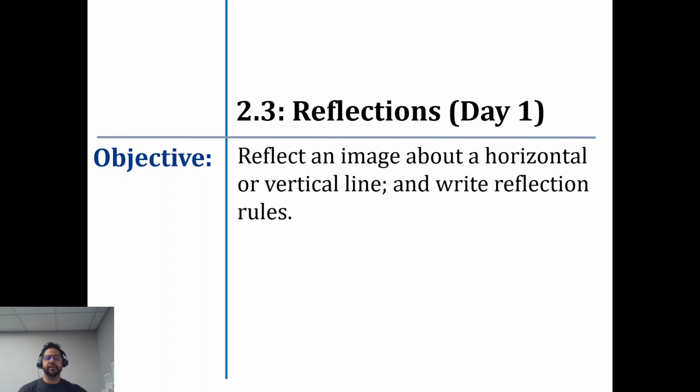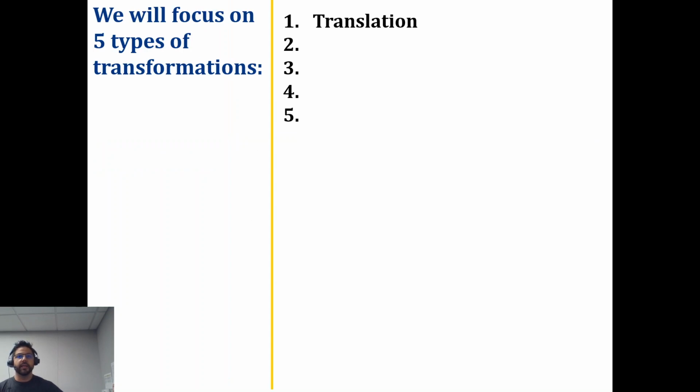Our objective of the day is: I can reflect an image about a horizontal or vertical line and write reflection rules. So that's day 1. Then we're going to increase the level of difficulty. We've got a total of 2 days of notes, and then a 3rd day of just a little bit more practice. Then we do have a quiz review, and eventually a quiz coming up. We already talked about translation, so our goal now is reflections. You don't have to write that part down because you have it on the previous slide of information. We're going to be filling those out as we work throughout Chapter 2.